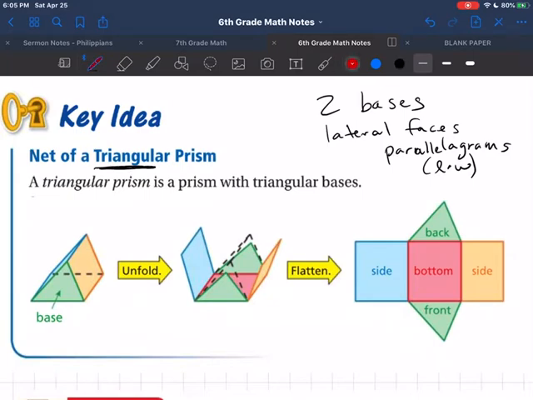So if you look at this, my base, I like my bases to be red. My base is this green here, okay? And it's got its other friend over here, which is in the back, okay? And so it does have its 2 bases, and its lateral fronts, in other words, this orange and this blue, are parallelograms. Okay, now they are not the same.